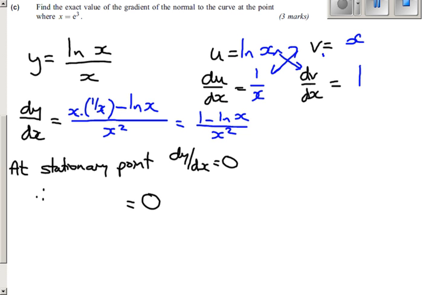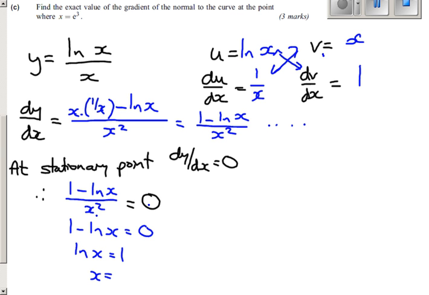Now at the stationary point, we actually want this thing to equal 0. So we want 1 minus ln x over x squared to equal 0. Worth writing this and not just sticking equals 0 on the end there. That doesn't make sense. Times both sides by x squared. So ln x equals 1. And so x is equal to e to the power of 1.